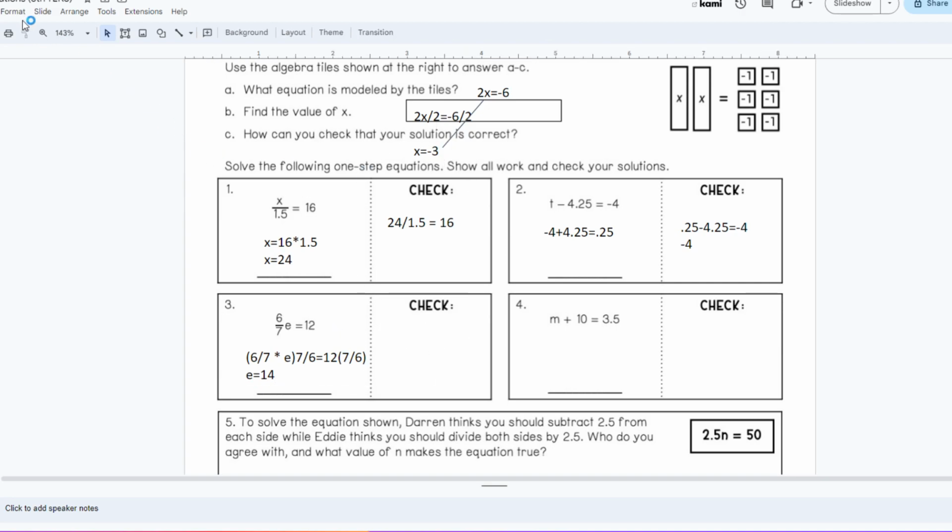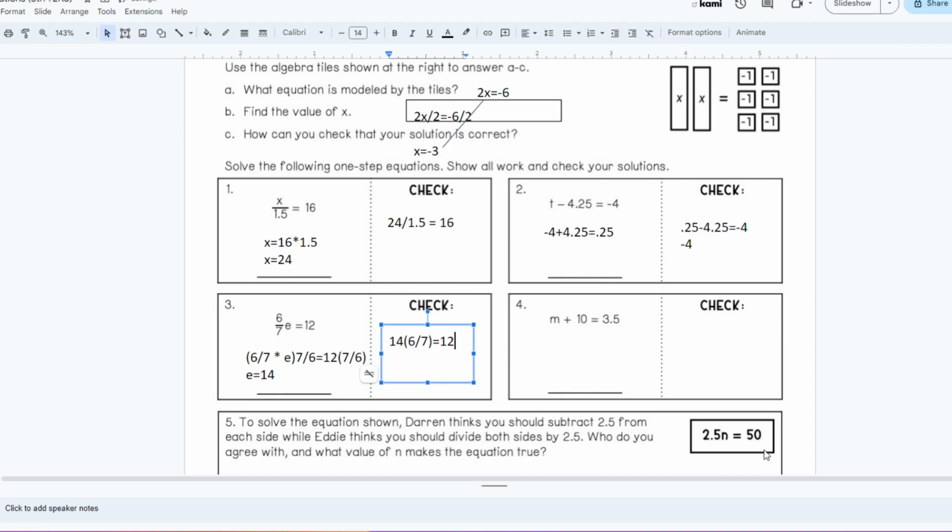So then we can plug it in and see if it equals 12. So we could say 14 times 6 over 7 equals 12. And 14 divided by 7 is 2. 2 times 6 is 12, so we say 12 equals 12. So we know we're correct. Easy peasy.